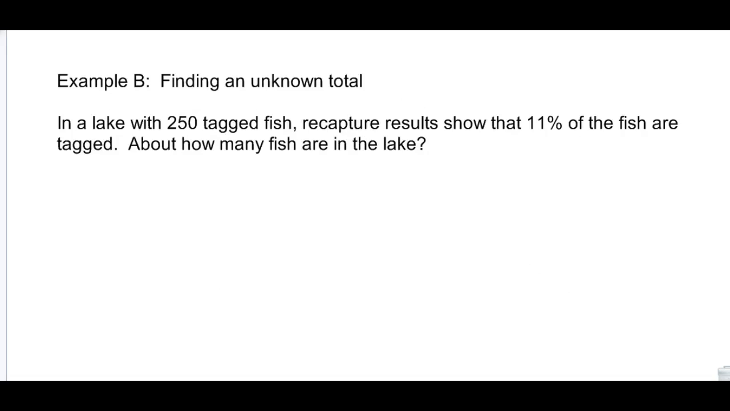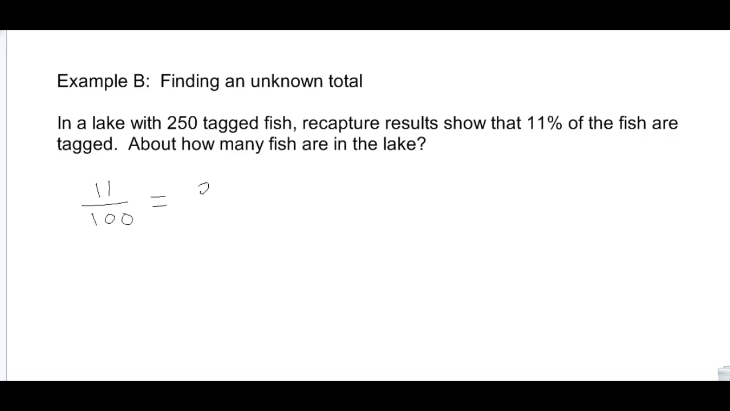All right, good. Example B, finding an unknown total in a lake with 250 tagged fish. Recapture results show that 11% of the fish are tagged. About how many fish are in the lake? So let's figure this out. Well, I'm going to do the percentage first because I know 11% out of 100. That works every time. So I like to do the percentage first. Okay, and then I have 250 tagged fish.